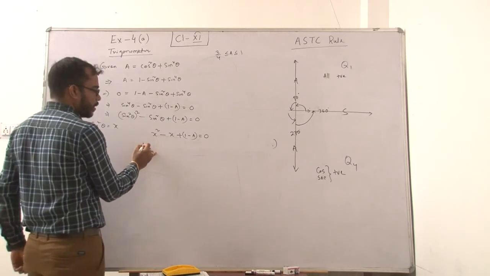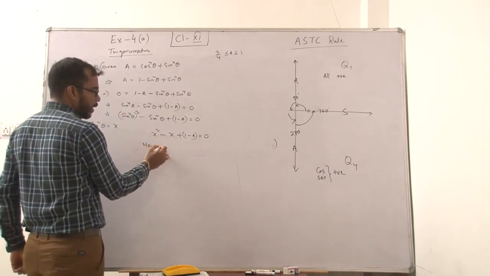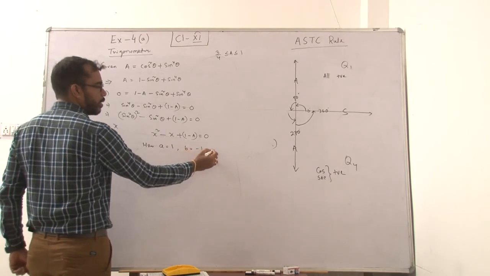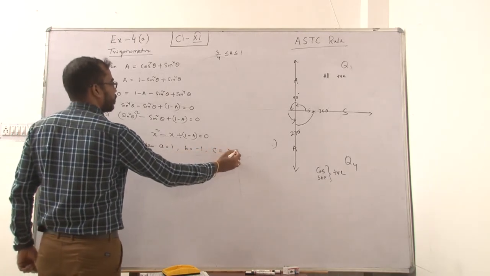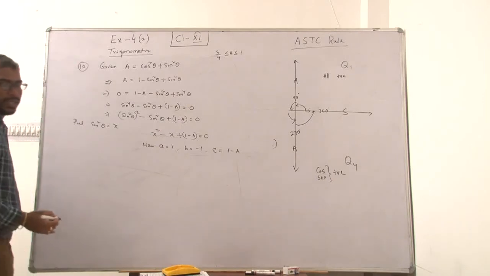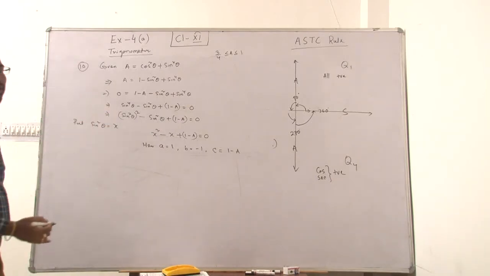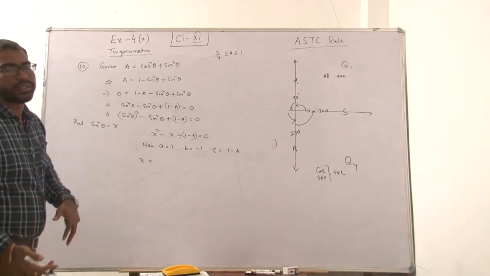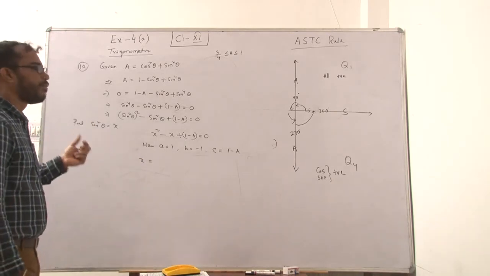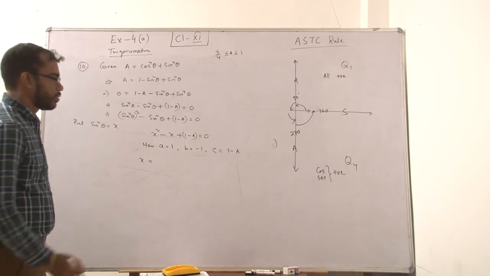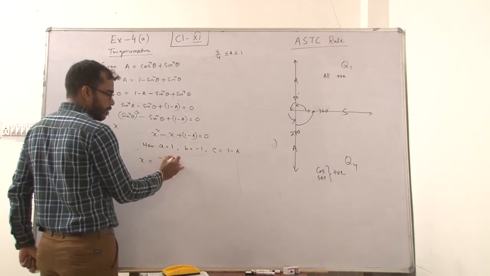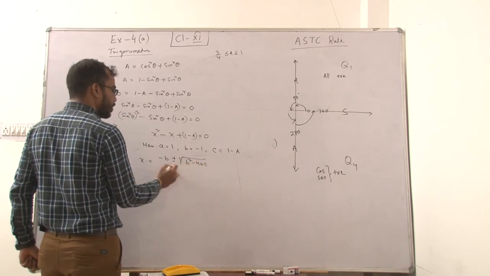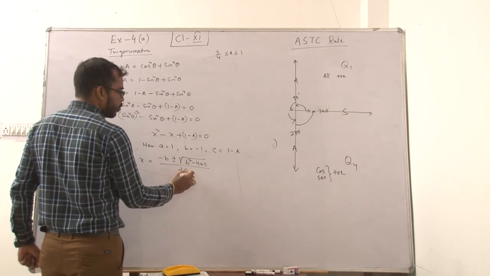Here, first of all, we take a is equal to 1, the value of b is minus 1, and the value of c is 1 minus a. So we have to solve for the value of x. As you know in class 10, the formula for x in the quadratic equation is x equals minus b plus minus root over of b square minus 4ac by 2a.